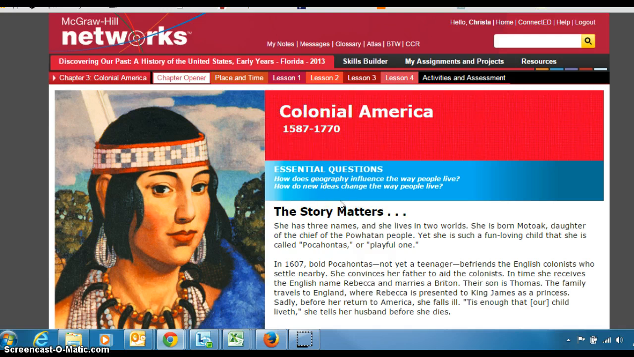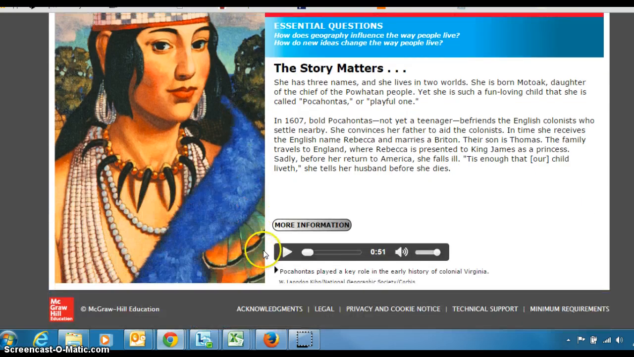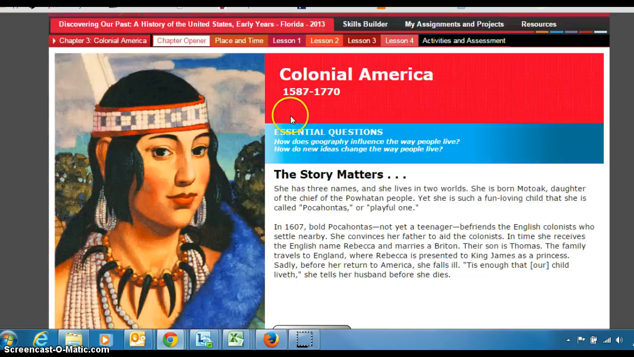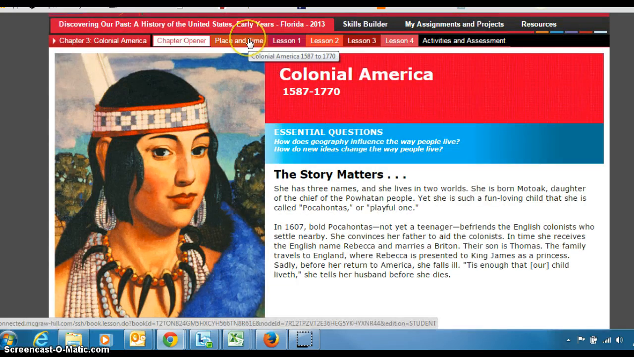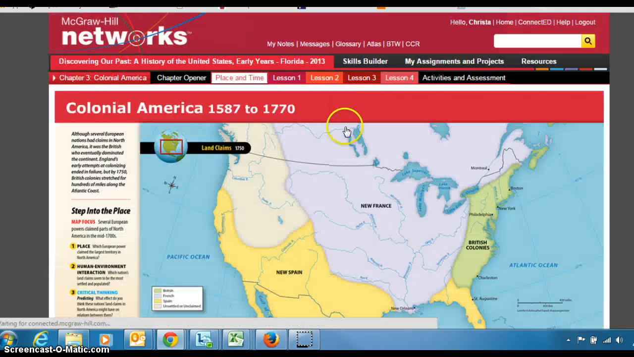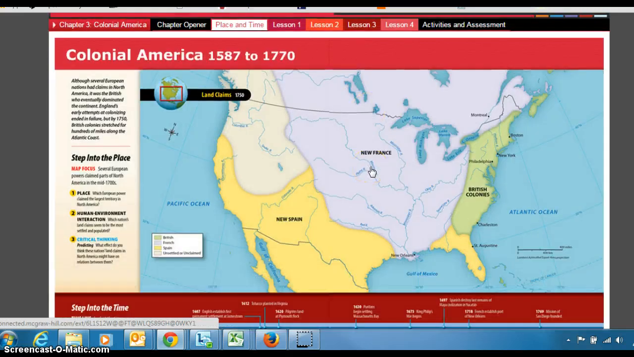It tells you a little bit about Pocahontas. And down here, you can click on more information. You can listen to the little story. But we're going to focus on the maps. So we're going to go to place and time. Kind of gives us an idea geographically of where and when this takes place.